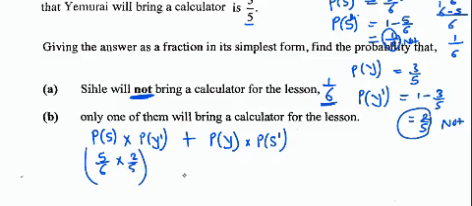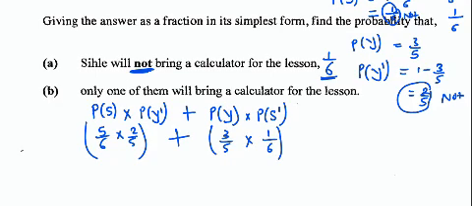Plus, for Yemurai to bring, it was 3 over 5. Then for Sihle to not bring a calculator, it was 1 over 6. Right? So here let's multiply: 5 into 5, 1. 2 into 2, 1 into 6, that's 3. So it's 1 over 3 here. Plus 3 into 3, 1 into 6, that's 2. So it's 1 over 10.